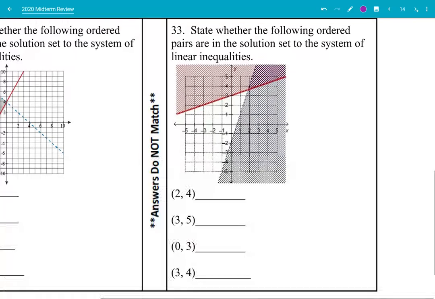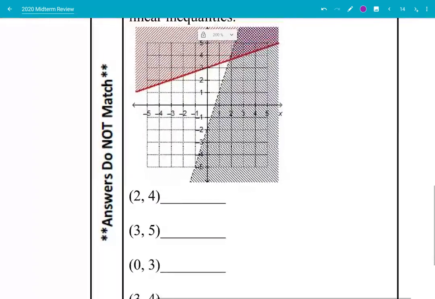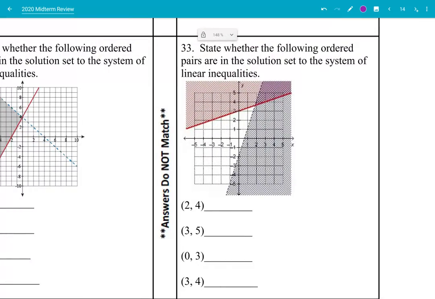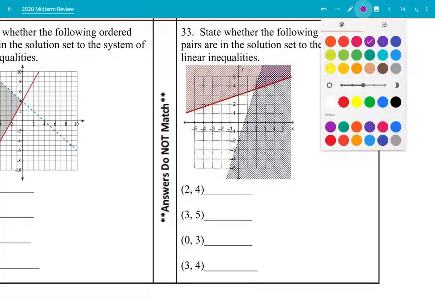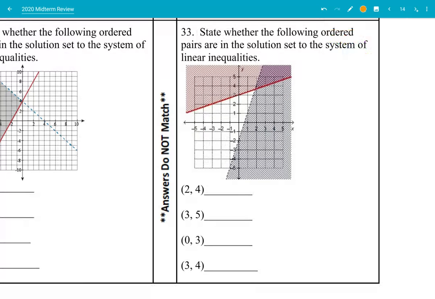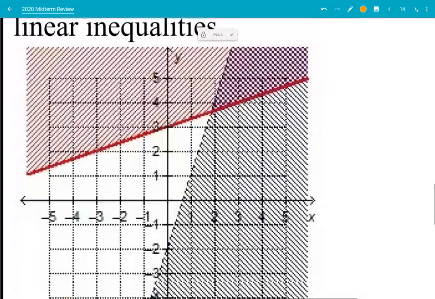Last one in the review. Look at that. State whether the following ordered pairs are in the solution set to the system of linear inequalities. 2, 4. Let's plot all these points. 2, 4: over 2, up 1, 2, 3, 4. That is right here.